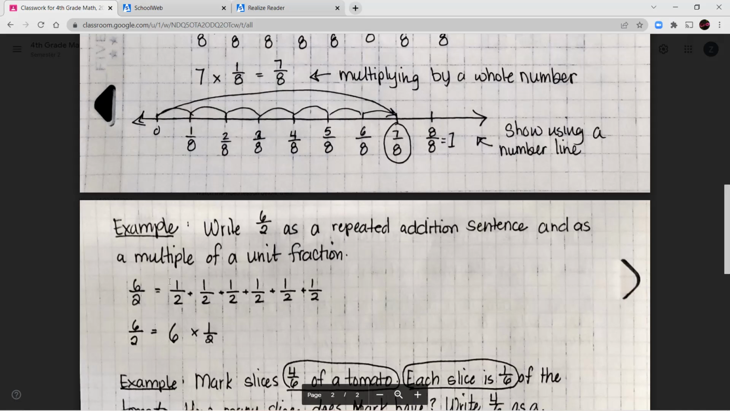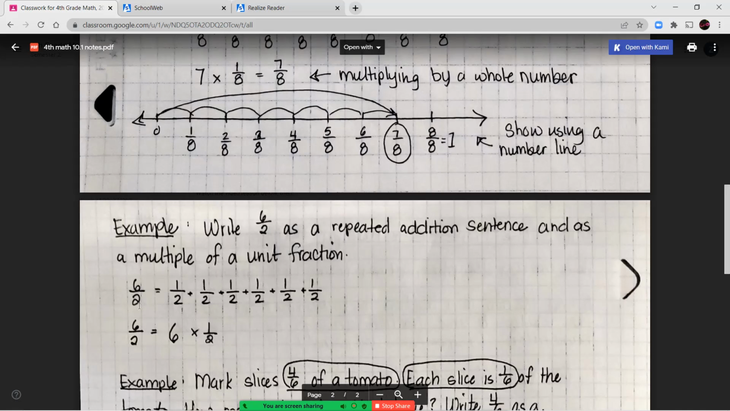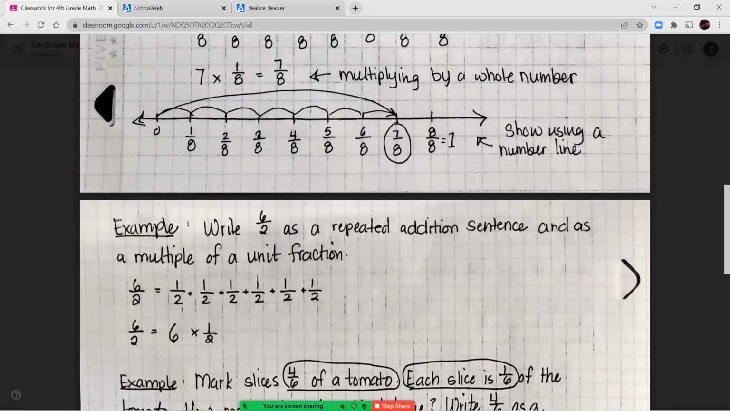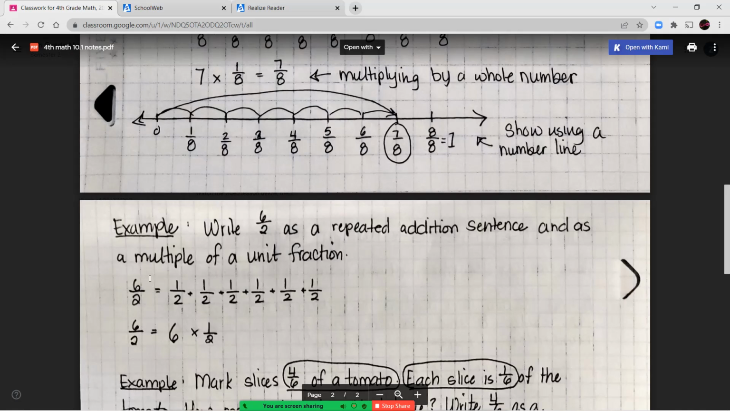So if we're doing repeated addition, we have 6 halves. So I'm going to have 6 of my 1/2 size pieces. 1, 2, 3, 4, 5, 6 of my 1/2 size pieces gives me 6 halves, or 6/2. Now to make 6/2 using multiplication, I'm going to have 6 times my 1/2 size pieces.